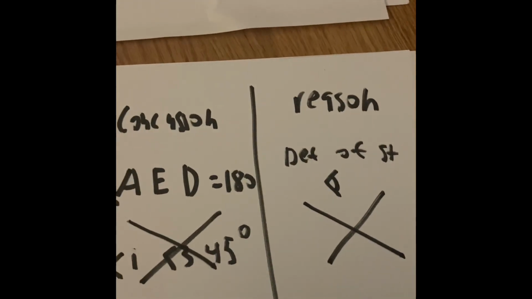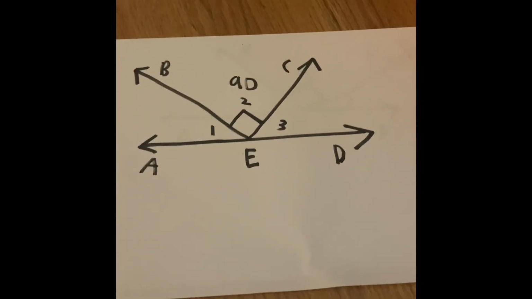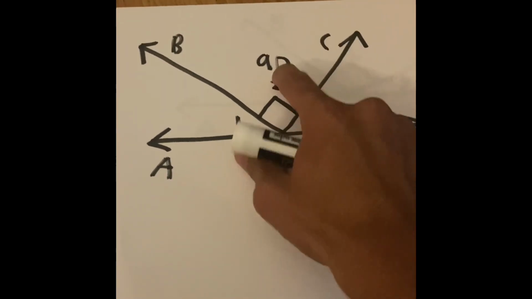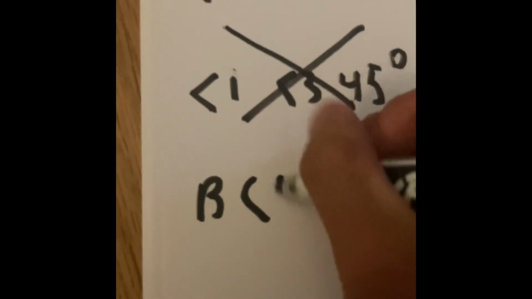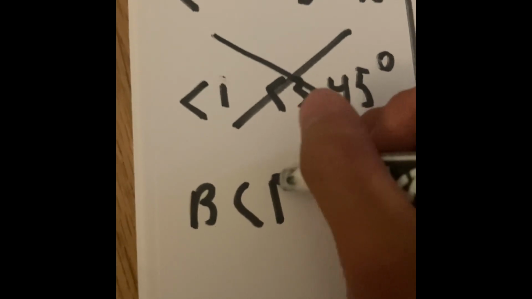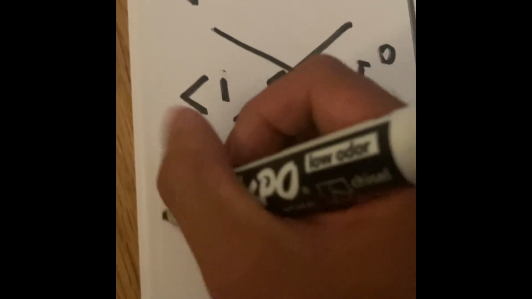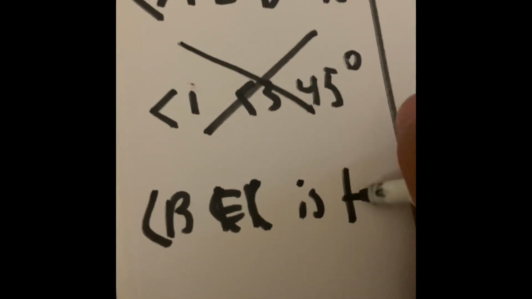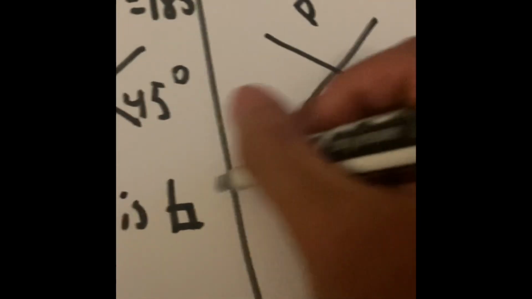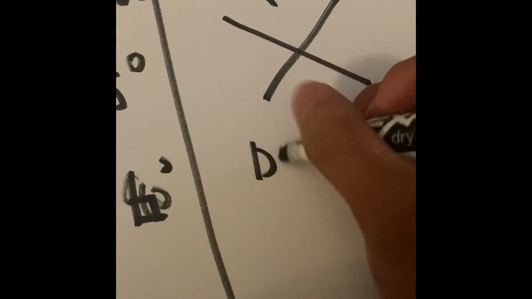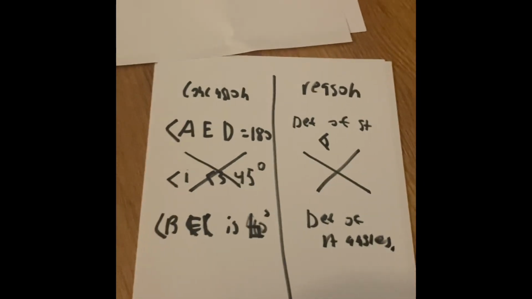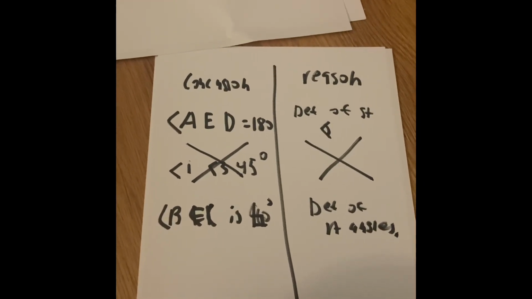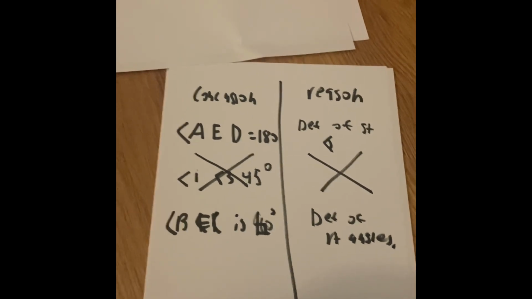Let's solve another one. We can conclude that BEC is a 90-degree angle. BEC is right. The reason why is it's the definition of right angles. Let's come up with one more before we move on to the next conclusion idea and the next diagram.